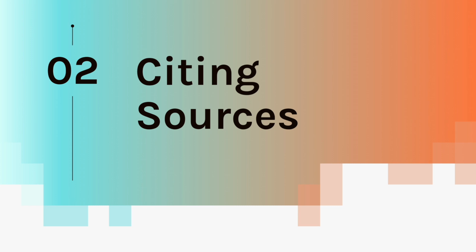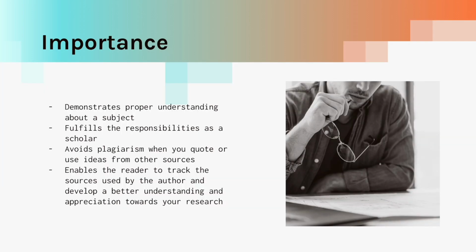Moving on to the next topic, citing sources. Proper citation of sources is a crucial aspect of academic research. It demonstrates a thorough understanding of the topic, upholds the responsibilities of being a scholarly researcher, helps prevent plagiarism by accurately identifying any quotes or ideas borrowed from other sources, and allows readers to easily track the sources used by the author, leading to a deeper understanding and appreciation of the research.